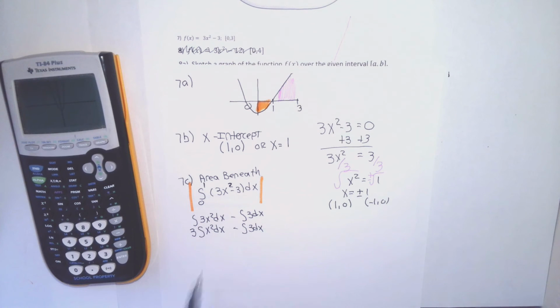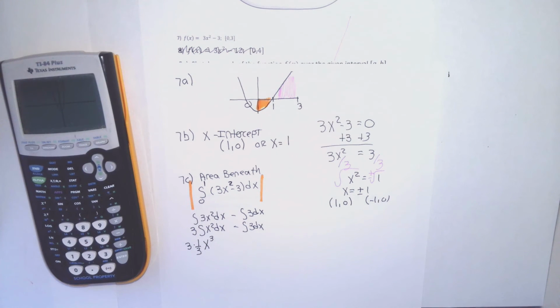Now I can integrate each. The x term in the first integral has an exponent of 2. I'm going to add 1 to that exponent and get 3. I'm going to multiply that by 1/3. It has a coefficient of 3. The first integral is just going to come out to x cubed because the 3 and the 1/3 will cancel. My second integral is a constant, and constants have integral of just that constant times x. So this is the integral.